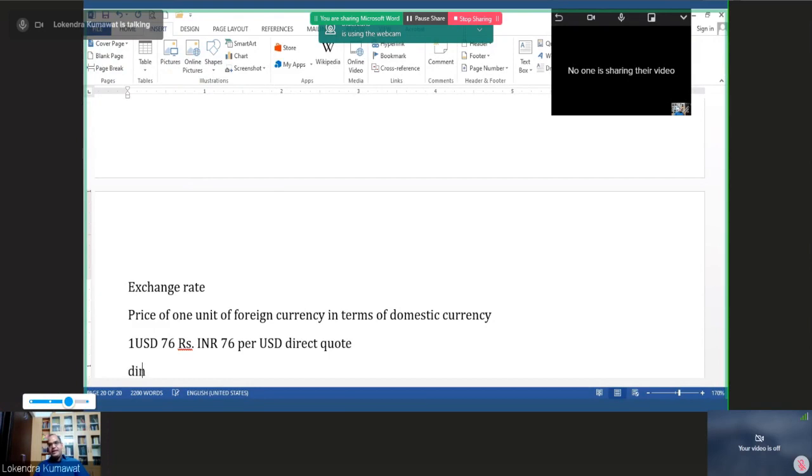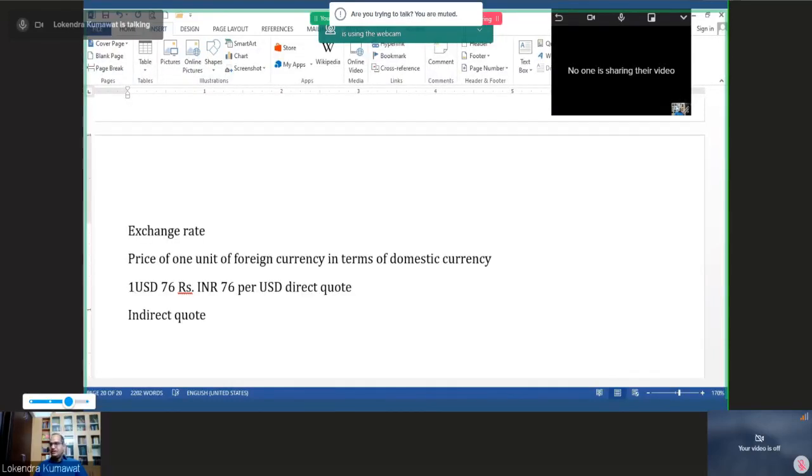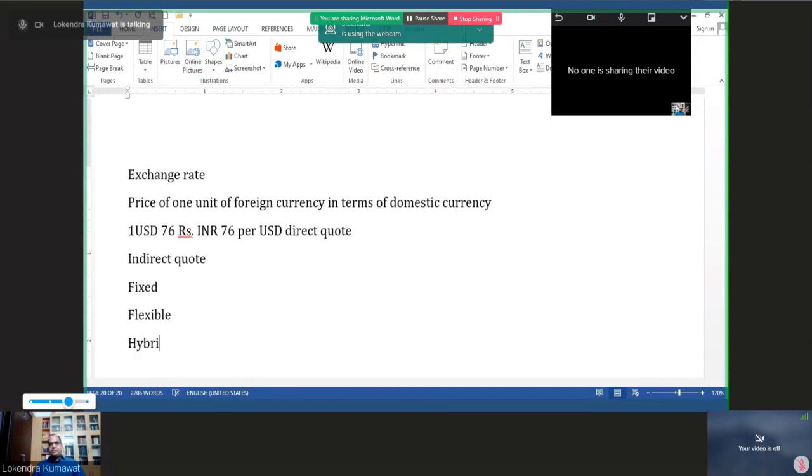The other is called the indirect quote. This is the reciprocal of this. It gives you the number of units of foreign currency required to buy 1 unit of domestic currency. It should be clear, it will be 1 by 76 in this case. So that is the idea of exchange rate. Exchange rate regimes: exchange rate can be fixed or flexible or some type of hybrid arrangement.